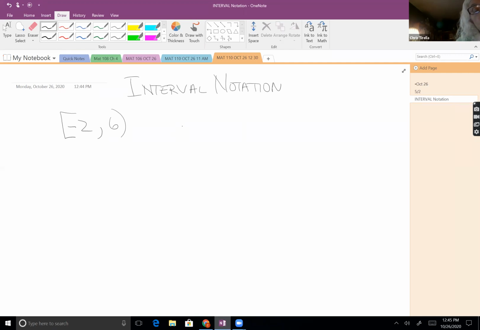The smallest value is -2. The largest value is 6. We're saying that x can be in between those two. Because this is square, it can equal the -2. Because this is round, it can't equal the 6. Is everybody comfortable seeing those two as saying equivalent things?